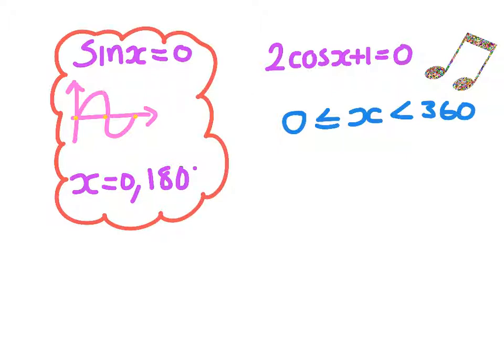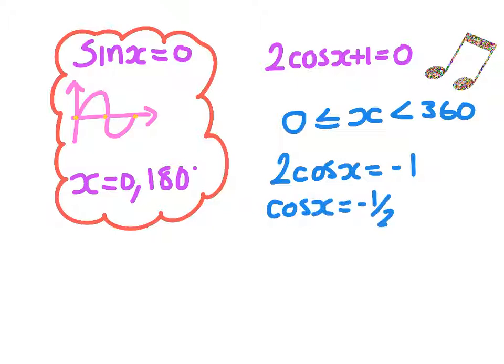Now we move on to the 2 cos x plus 1 is equal to 0. So we're going to solve this by rearranging. So we're going to take away 1 from each side. So 2 cos x is equal to negative 1. Then we're going to divide by 2. So cos x is equal to negative a half. Now at this point, I'm going to be checking my cast diagram. And I want the quadrants where cosine is negative. So I'm going to be picking quadrants 2 and 3.